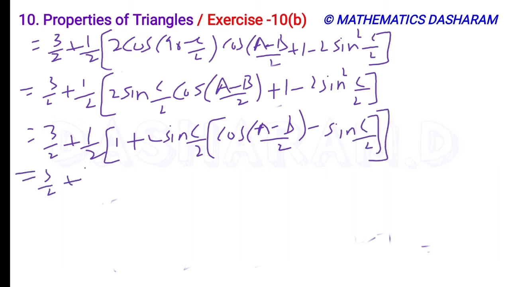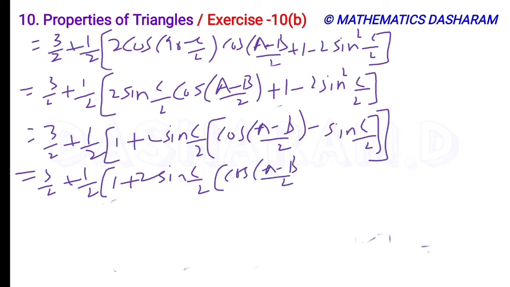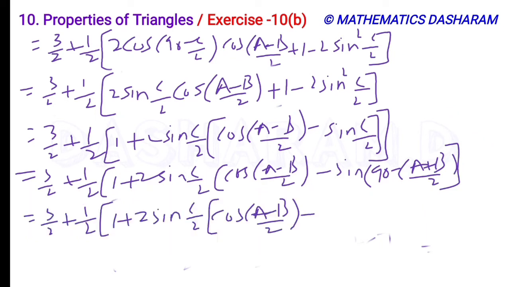3/2 plus 1/2 bracket of 1 plus 2 sin(C/2) bracket of cos((A - B)/2). So here, in place of C/2 we can write 90 - (A + B)/2. So it is equal to sin(90 - θ) is cos θ. So then cos((A + B)/2).